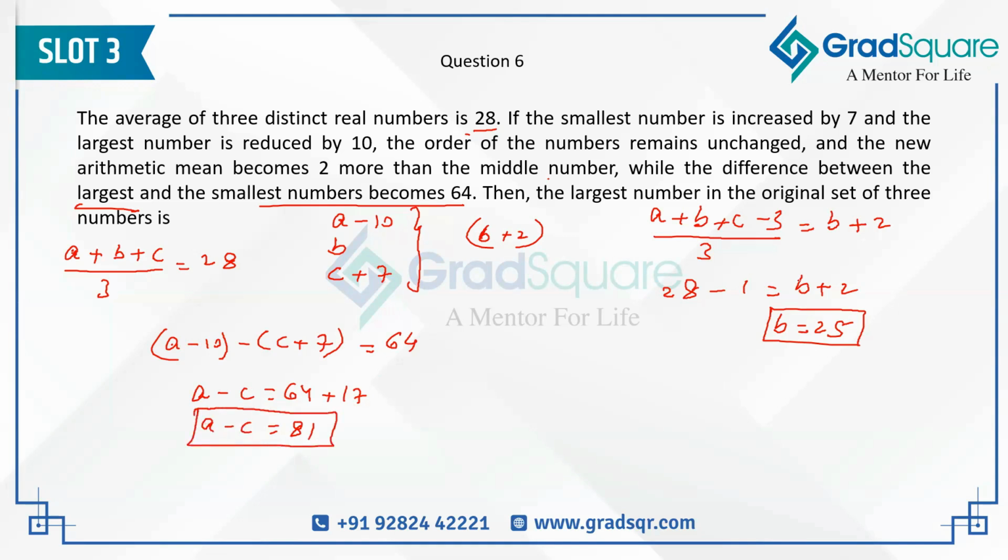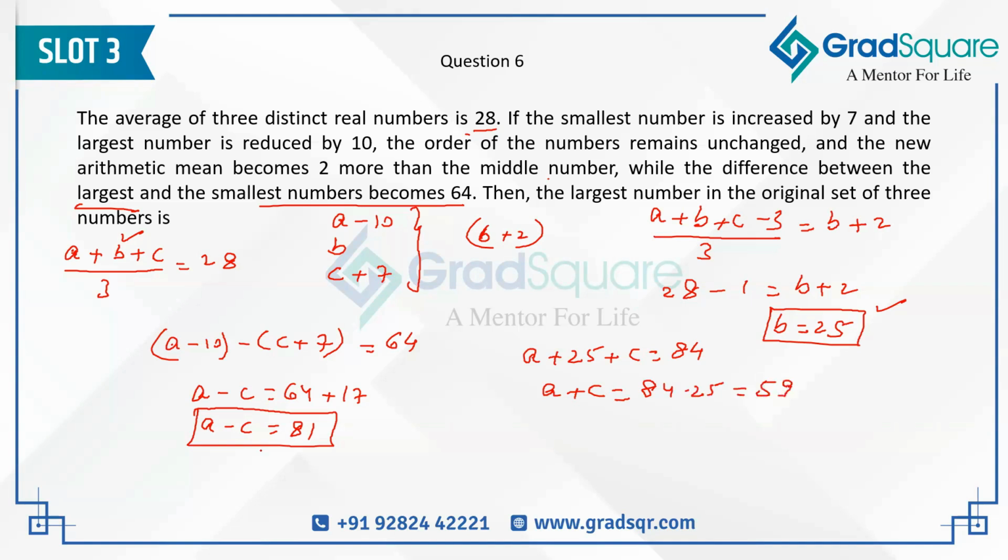This is one equation that I'm getting. I know the value of B, so I can replace the value of B here and get the value of A plus C as well. So let's try and do this. A plus 25 plus C turns out to be equal to 28 into 3, which is 84. So A plus C would then be equal to 84 minus 25, which is 59.